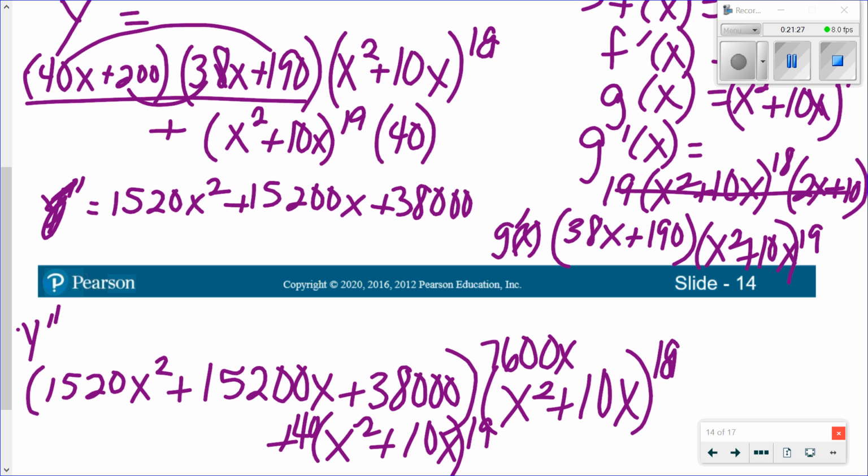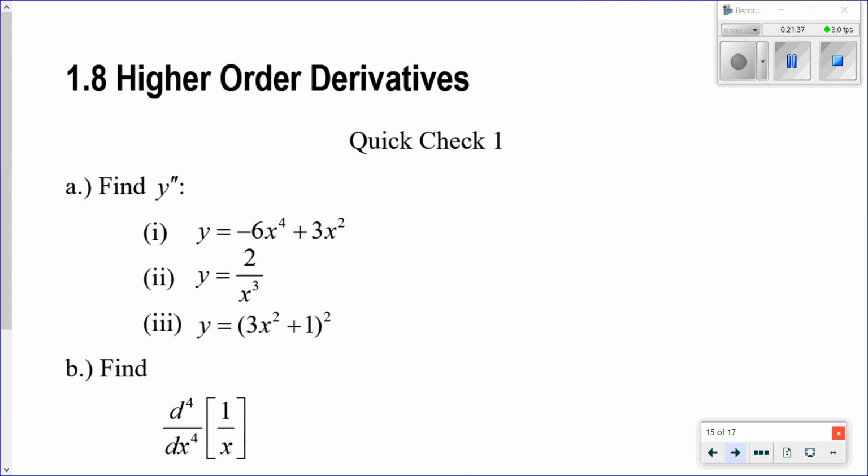That's a little messy. No, I would not give you one quite that complex on a test. But that would be how you would multiply that all out. All right, here are a few that you can do on your own if you would like. These are all just asking for a second derivative.